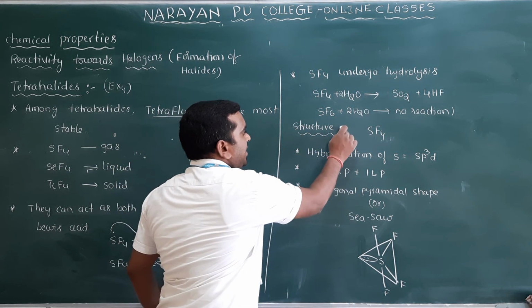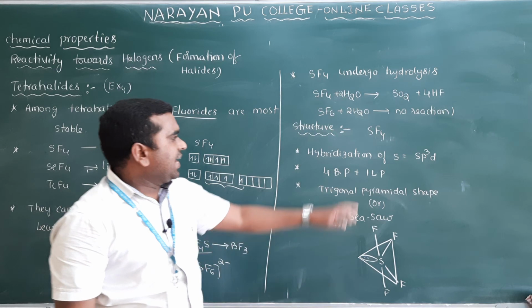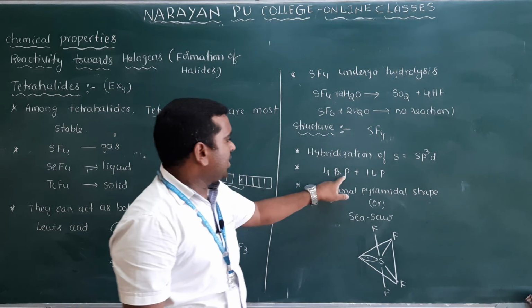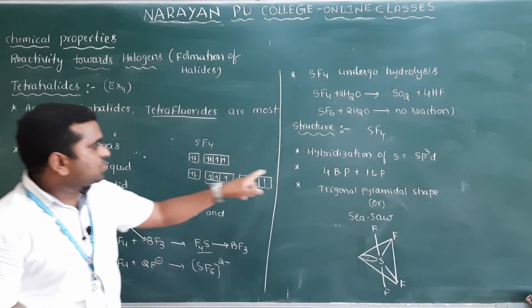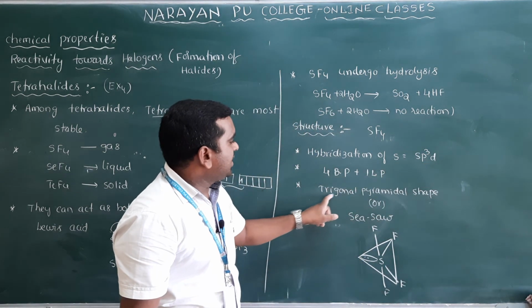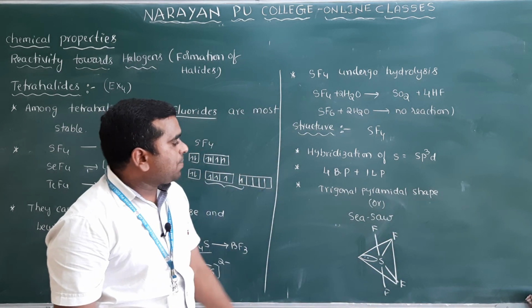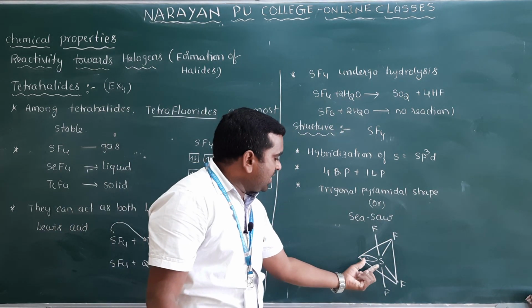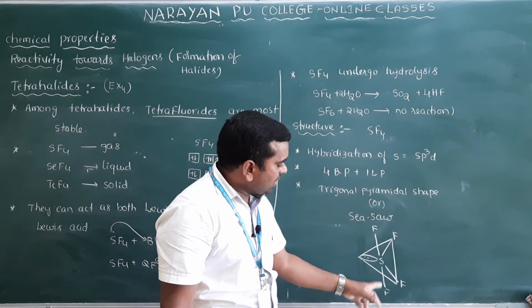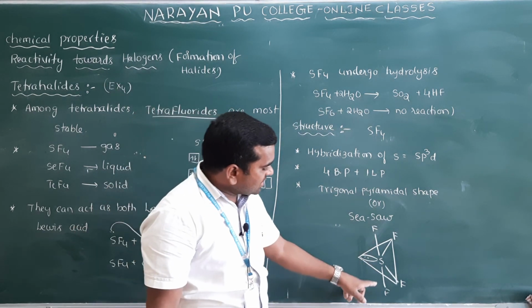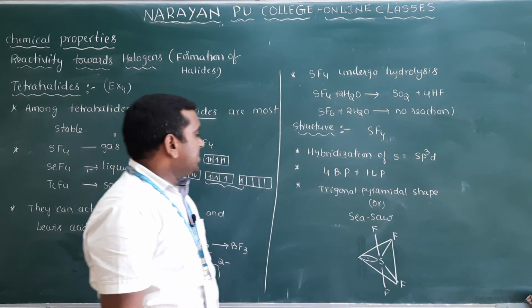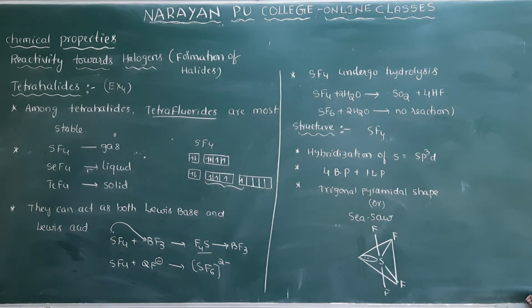Clear? If I write here the structure of this tetrahalide, the central atom hybridization is sp3d. Why? Because there are 4 bond pairs and one lone pair, so total 4 plus 1, 5, sp3d. So 4 plus 1 means the structure is trigonal pyramidal or seesaw shape. The lone pair occupies the equatorial position, 2 atoms are at axial positions, and the remaining 2 are at equatorial positions. Clear? This can also be called a seesaw structure, and this is about the tetrahalides.